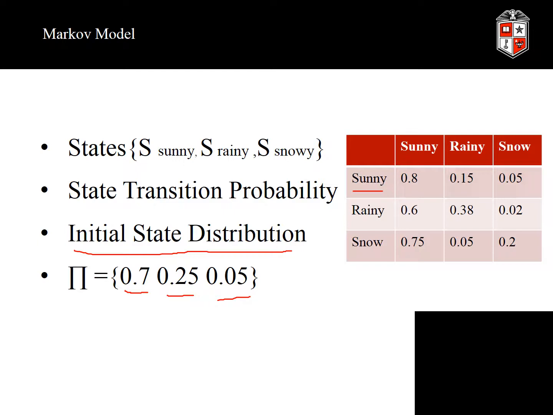What will be the initial state? Looking at this pi, we can see that most likely, when we start predicting the sequence of forecasting for the next days, the first day will be a sunny day because it has a higher probability.